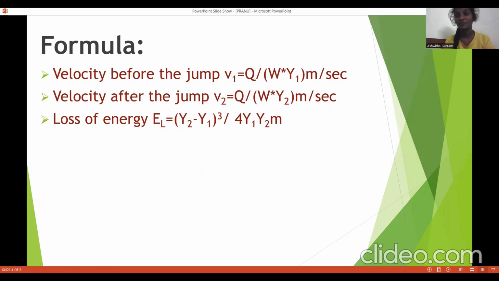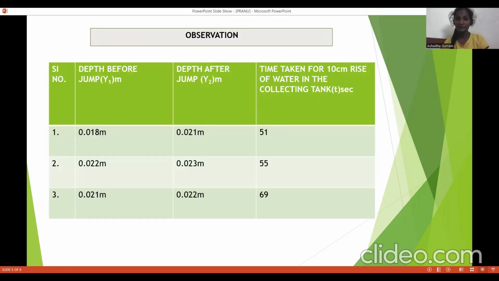Then the loss of energy is denoted by EL, equal to (Y2 minus Y1) whole to the power of 3 by 4 Y1 Y2. The unit of the loss of energy is meters. By doing this experiment, we have some observations. First, the depth before the jump.